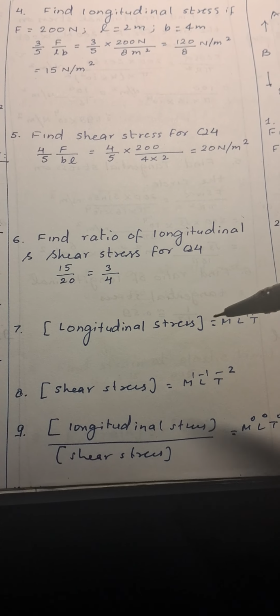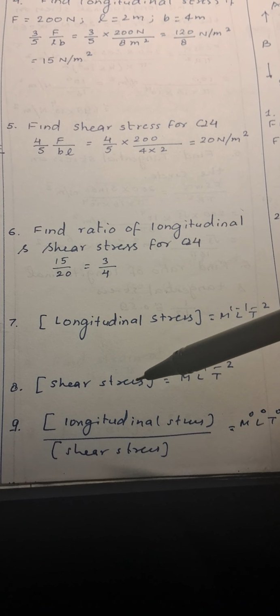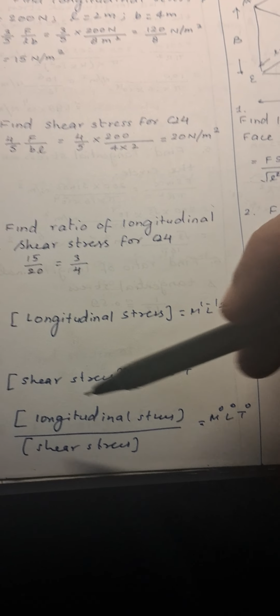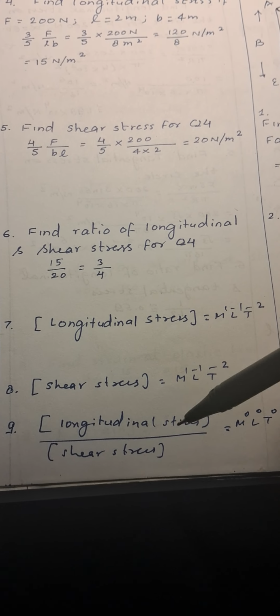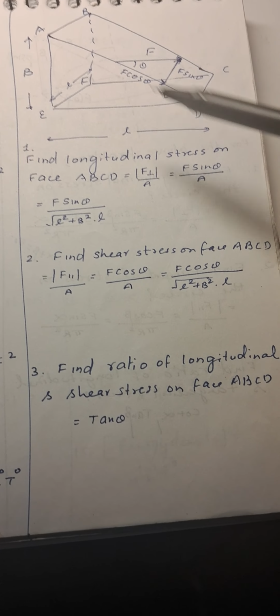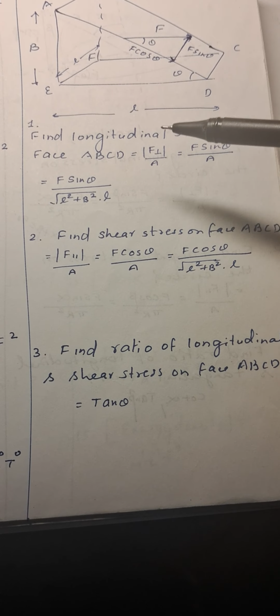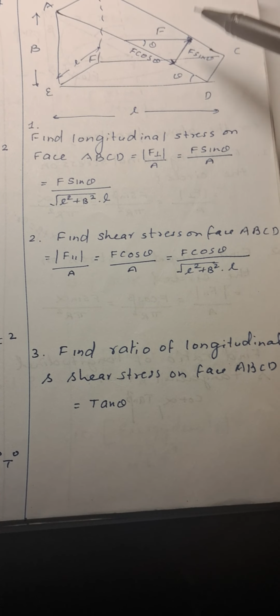Next question is dimension of stress, M1 L minus 1 T minus 2. Similar is the dimension for shear stress. Then the ratio, so since dimension is same for both, the ratio has the dimension M0 L0 T0. Then we have another question based on prism. Here a force is applied as shown in the figure. We need to find longitudinal stress on the face ABCD.